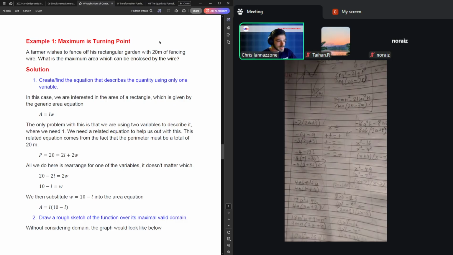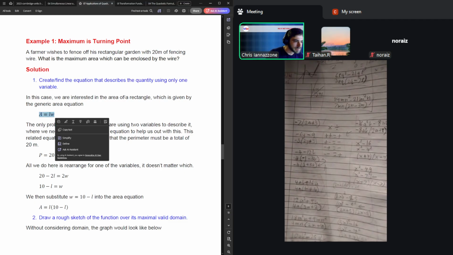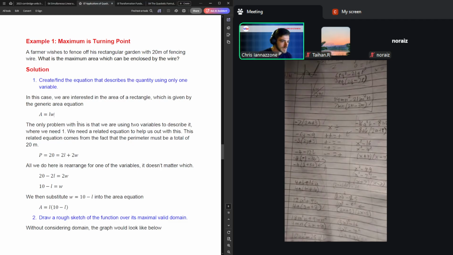But if for whatever reason that slips your mind, or if you just want a generic approach for literally any type of shape, then this is what you'd follow. First things first, get the equation that is the basic area equation of that quantity. So in this case, we're doing a rectangle, it's length times width.